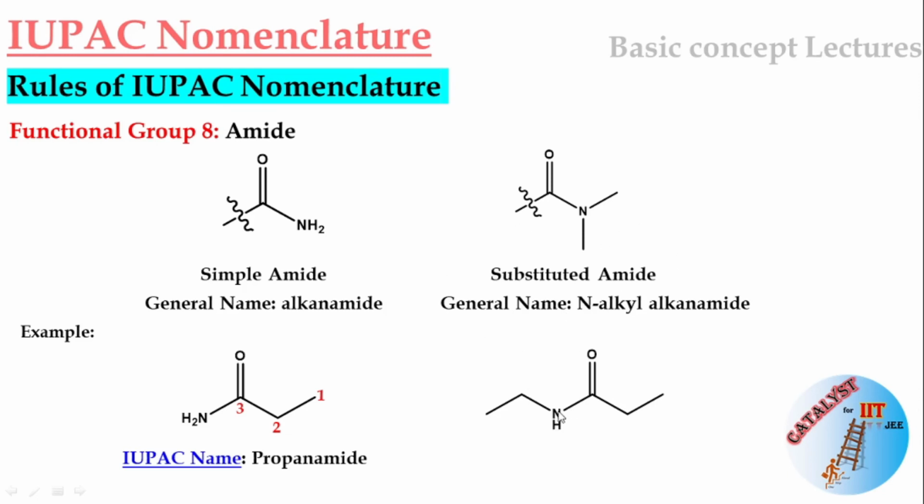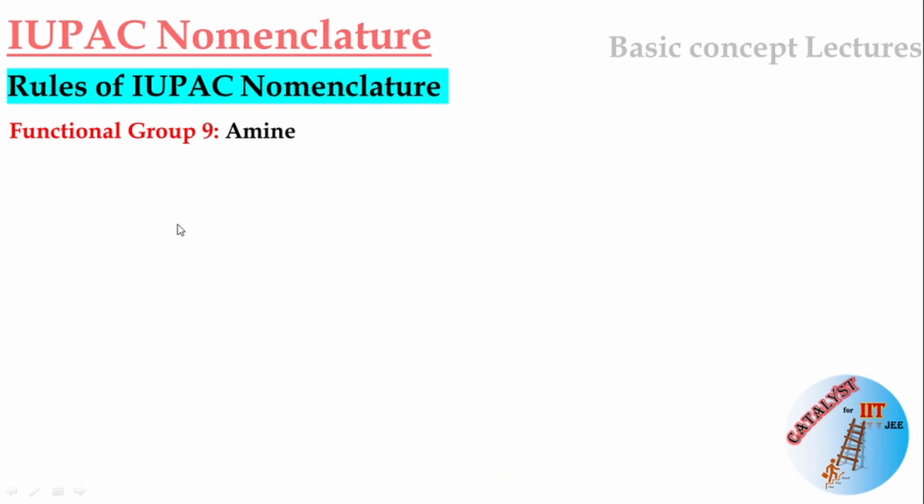And the next example is your substituted amide, because nitrogen is connected to the alkyl side chain and one is connected to hydrogen also. So this is under the category of substituted amide, and your parent chain contains 1, 2, 3 carbons. So the general name will be N-ethyl, because it is connected to an ethyl substituent, as this substituent has 2 carbons. So it will be N-ethyl propanamide. Okay, so we have covered both substituted amide as well as simple amide nomenclature.